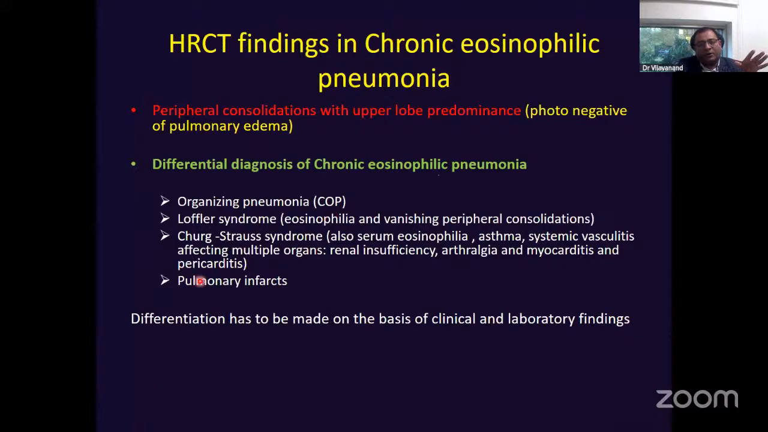Okay, how does this look? It's a classical picture. If you find chronic eosinophilic pneumonia, either on X-ray or CT, we can easily recognize it: peripheral consolidation with upper lobe predominance, or what we call the photonegative of pulmonary edema. Okay, there are a few other differentials also, like organizing pneumonia, which sir was mentioning during the introduction. Then simple pulmonary eosinophilia, where there are vanishing peripheral consolidations, and then Churg-Strauss syndrome and pulmonary infarcts.